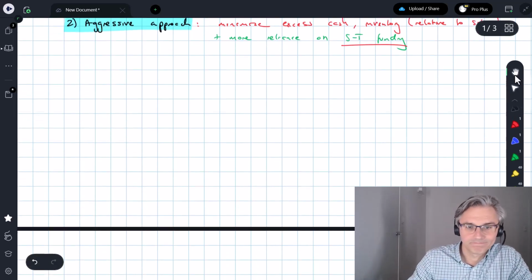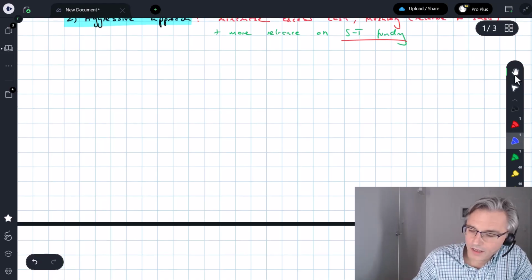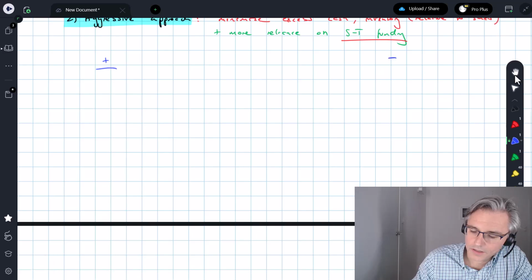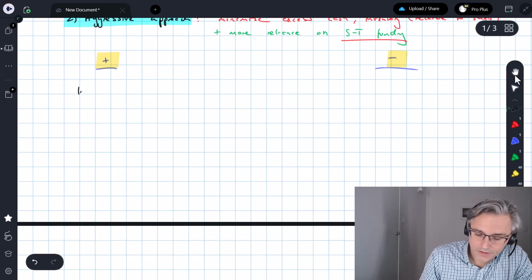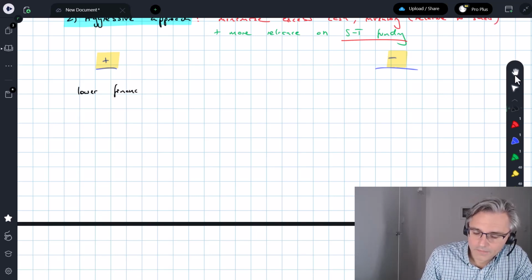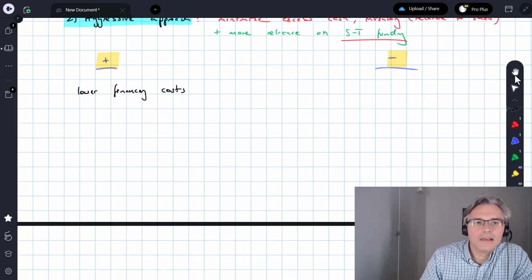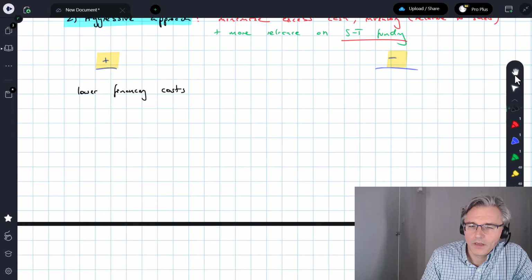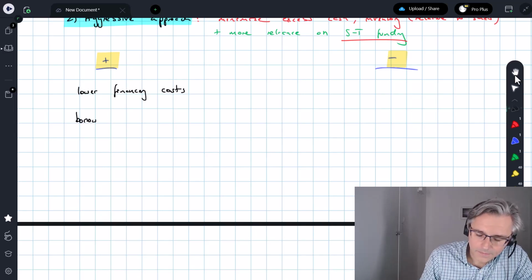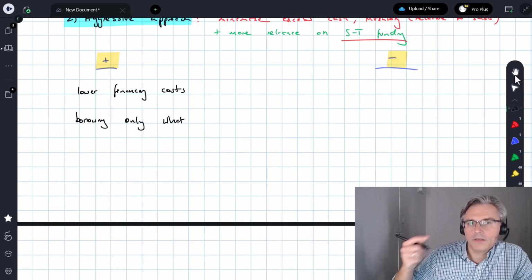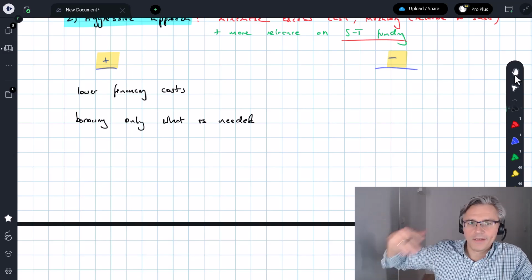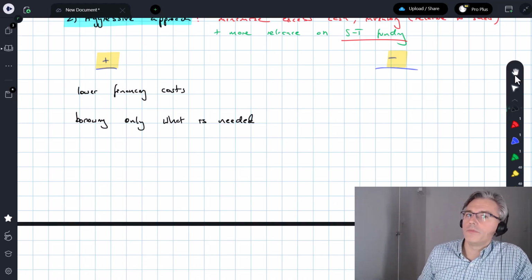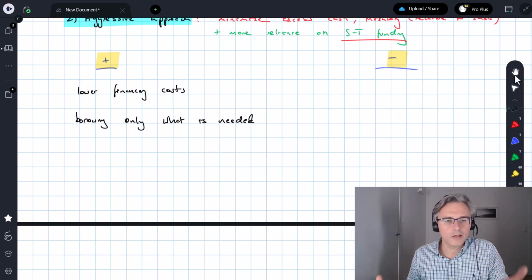So let's have a look at some of the pros and cons of this approach, pluses and minuses. We have definitely lower financing costs over here because we're not using as much equity or as much long-term debt. We are only borrowing what is really needed to keep the company going. We're not borrowing excessively, so we don't have excess cash lying around because we've borrowed too much just in case we need to fund some liquidity gap.